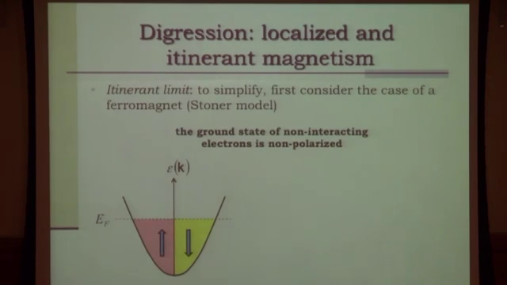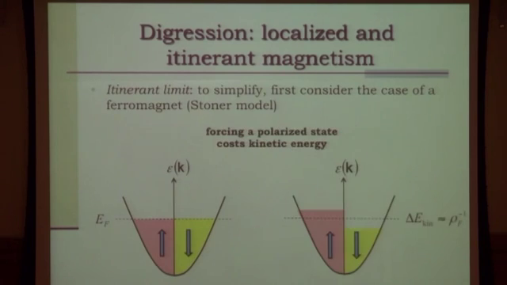You cannot have more spins up than down. That's not the ground state, right? Very good. What if I want to have more spins up than down? What if I force it by hand to make the subband of spins up larger? So instead of having spin up and down equal, I want more spins up than down.